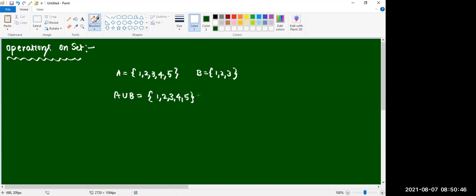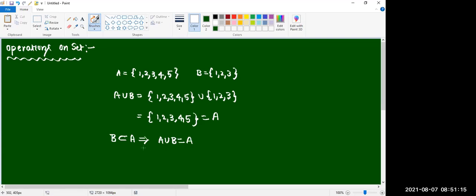1, 2, 3, 4, 5 union 1, 2, 3. First we should write like this, and we should take all the elements of A and all the elements of B: 1, 2, 3, 4, 5. Now we are getting A only. Is it correct or not? Yes, sir. That means if B is a subset of A, then A union B will become A only.